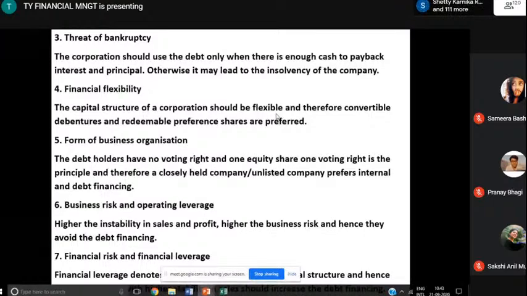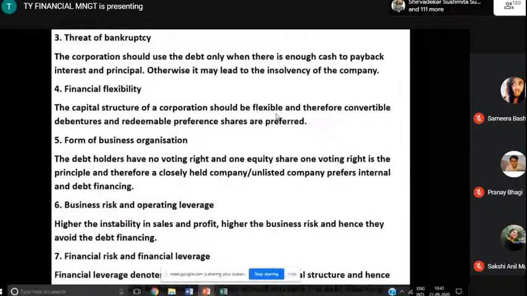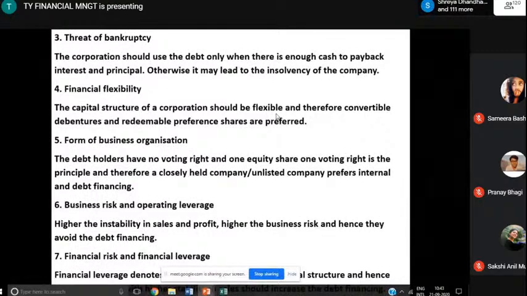What is the next point? Business risk and operating leverage. That means instability in sales and profit. What is business risk? Instability in sales and profit. That is why the word leverage is being used. Leverage means increased means of accomplishing some objective. Here you don't have the leverage because of high instability in sales and profit.